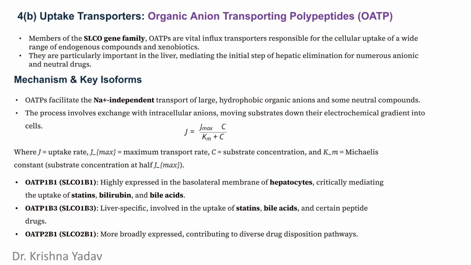This process involves exchange with intracellular anions, allowing substrates to move along their electrochemical gradient. Their kinetics follow J, Jmax, and Km, similar to carrier-mediated uptake systems. Key isoforms include OATP1B1, SLCO1B1, highly expressed in hepatocytes, mediating uptake of statins, bilirubin, and bile acids.